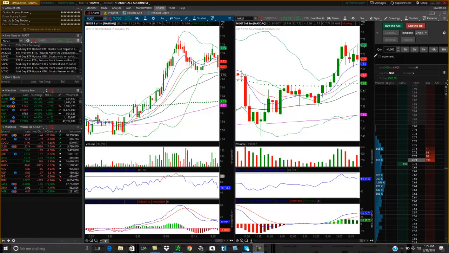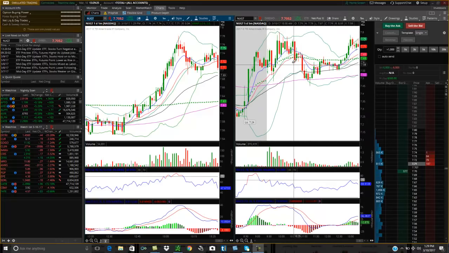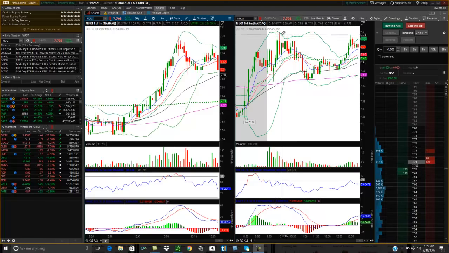I'll explain to you what I'm looking for and how to do it. But I'm making this video right now. It's 1:30 in the afternoon, and as you can see, Nugget has already formed sort of a pattern today. You'll see almost a double top over here. You'll see a top up in this area and then one up over here.